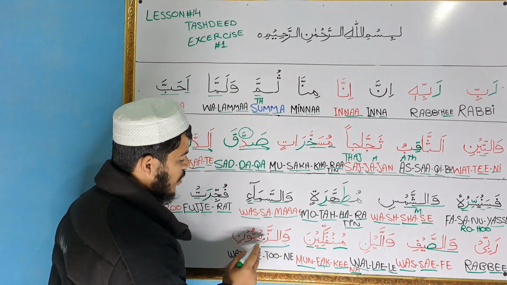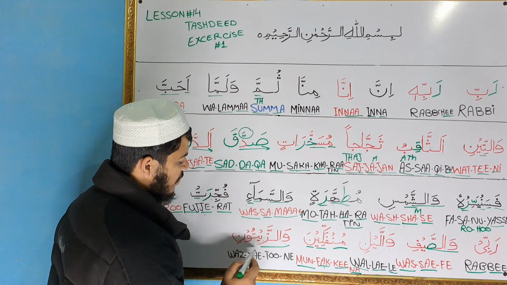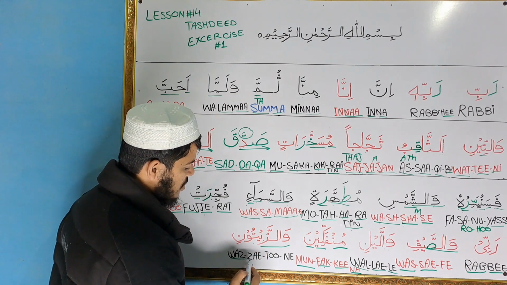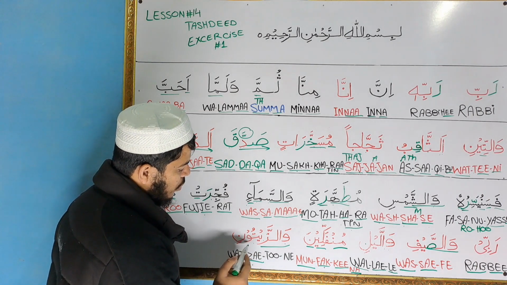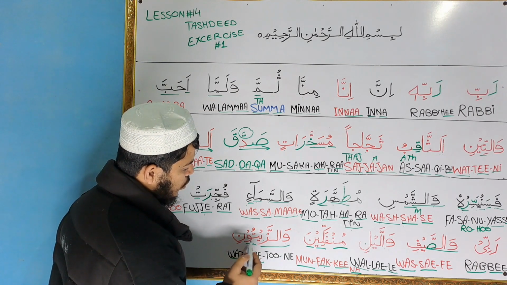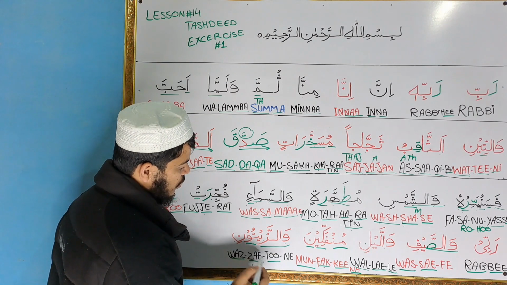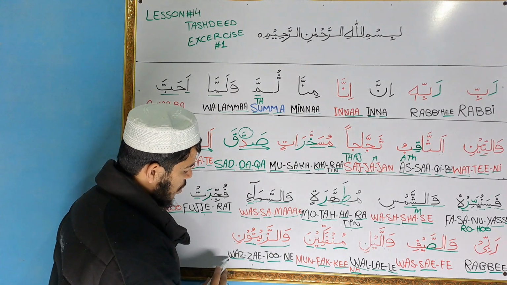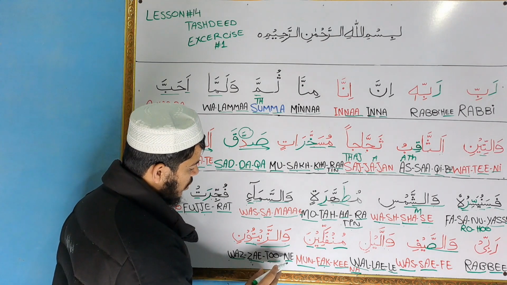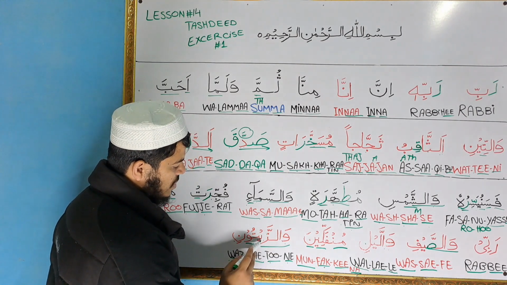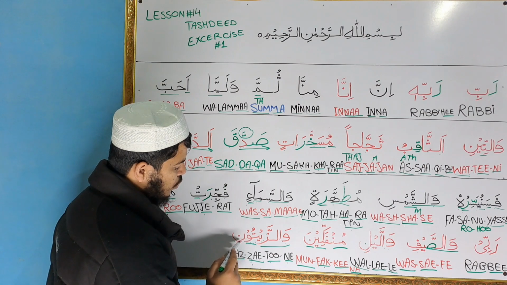Waw goes to za. Waw, za, fatha, was. Za, ya, fatha, zay. Was, zay. This is a lean letter. Ta, waw, dhamma, tu. Madda letter. Noon kasra, ni. Was-zay, tuni. Was-zaytuni.